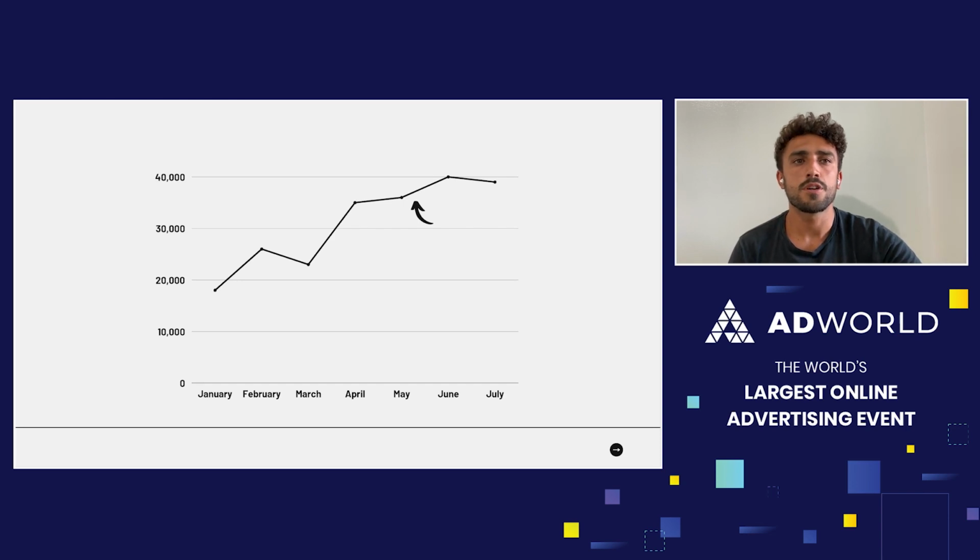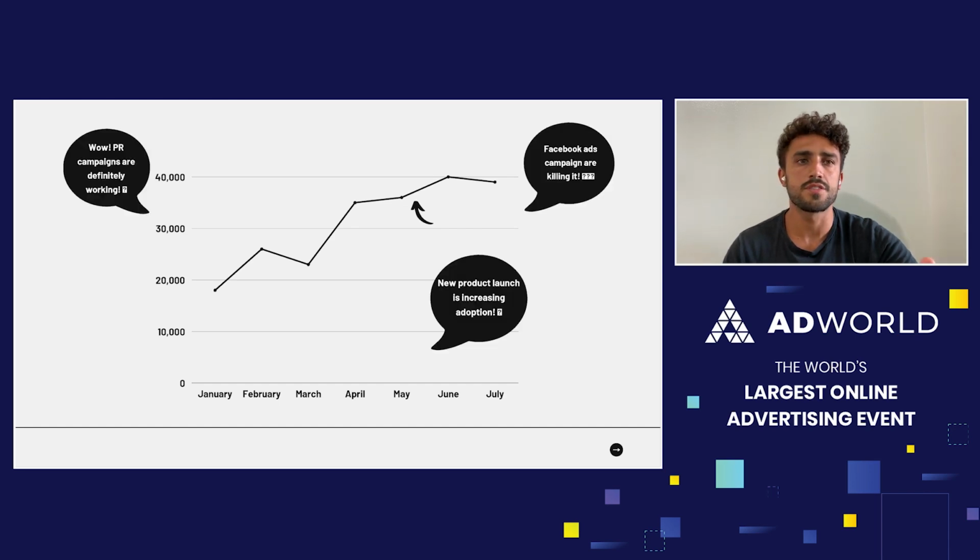But there are probably other folks inside the organization that weren't involved in this product launch that are looking at the same graph and having other interpretations. They're probably looking at this graph and saying, wow, this PR campaign I did performed really well, or these Facebook ads that we launched are really killing it. And people inside the product launch are saying, well, this product is really increasing adoption. Let's double down on it.